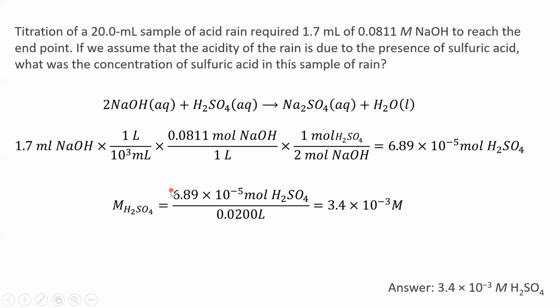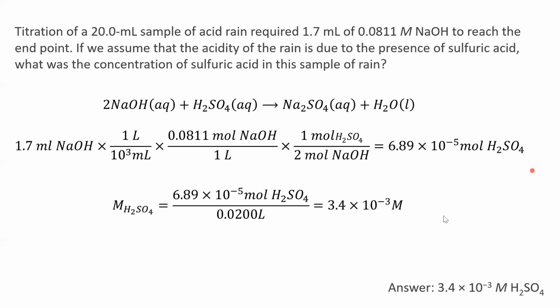So 6.89 times 10 to the minus 5 moles of sulfuric acid in the 20 milliliters, or 0.0200 liters, would give us 3.4 times 10 to the minus 3 molar sulfuric acid. And significant digit wise, since there are 1 or 2 significant digits in 1.7, we're just carrying an extra significant digit here. This really should be 6.9 times 10 to the minus 5 if we wanted to round it off, but we'll just carry an extra significant digit in our math, and then we'll round it off when we're done.